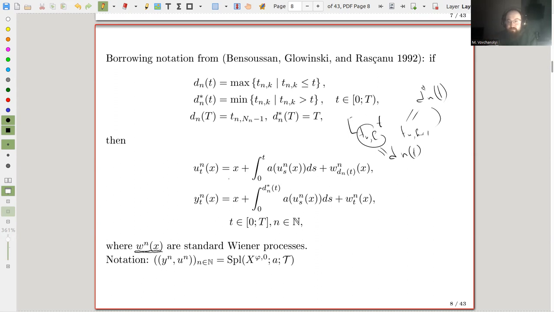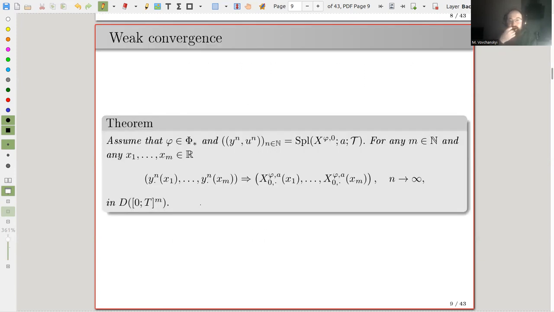One characteristic feature of this representation is that you cannot apply the Itô formula either to U or to Y. And last time we discussed this theorem and its proof: finite dimensional motions in this scheme converge to the finite dimensional motion of the Harris flow with drift A in the square Hilbert spaces.